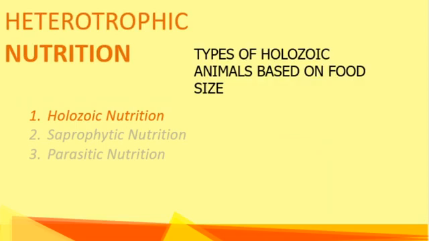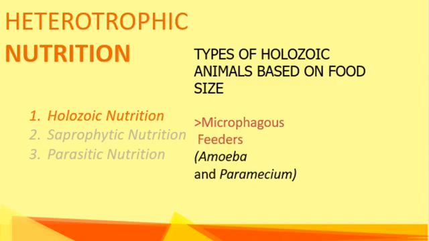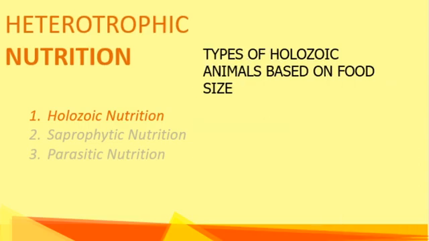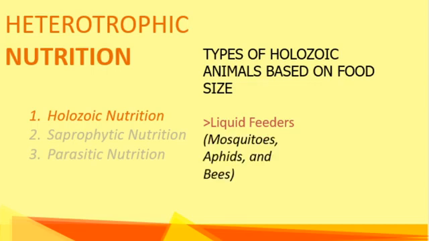Now, there are also types of holozoic animals based on their food size. The first one would be the microphagous feeders. These are organisms that take in food in the form of tiny particles, which are mostly microscopic, because they are microscopic as well, like the amoeba and the paramecium. Other than that, we have the liquid feeders. I think the name is already self-explanatory. Examples of liquid feeders are mosquitoes, aphids, and bees.